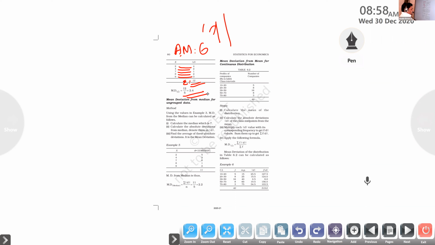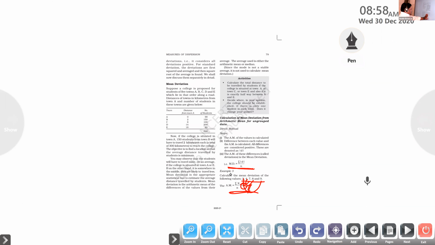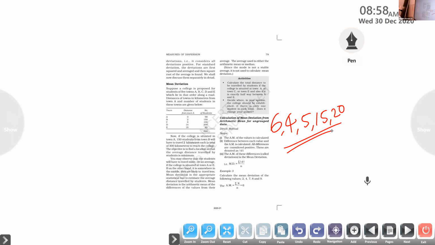Okay, now for classwork. I will give you some simple numbers. Do it. 6, 4, 5, 15, 20. Make it fast. Find out the mean deviation.